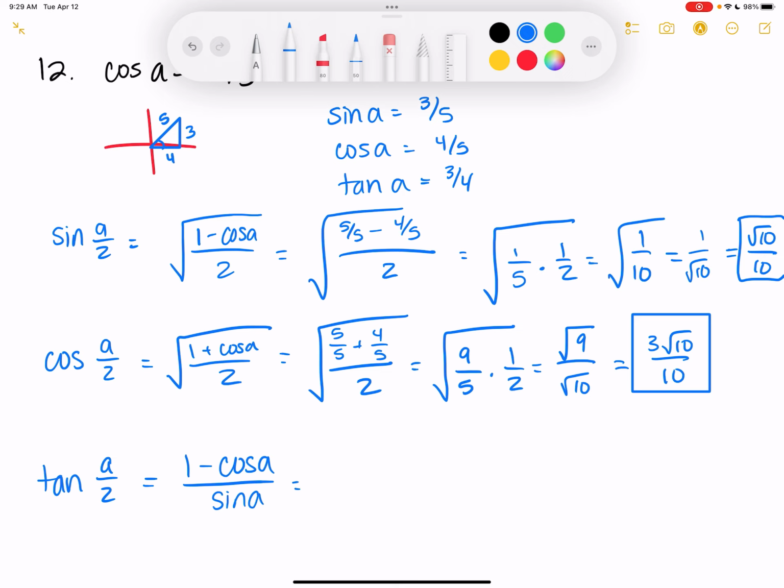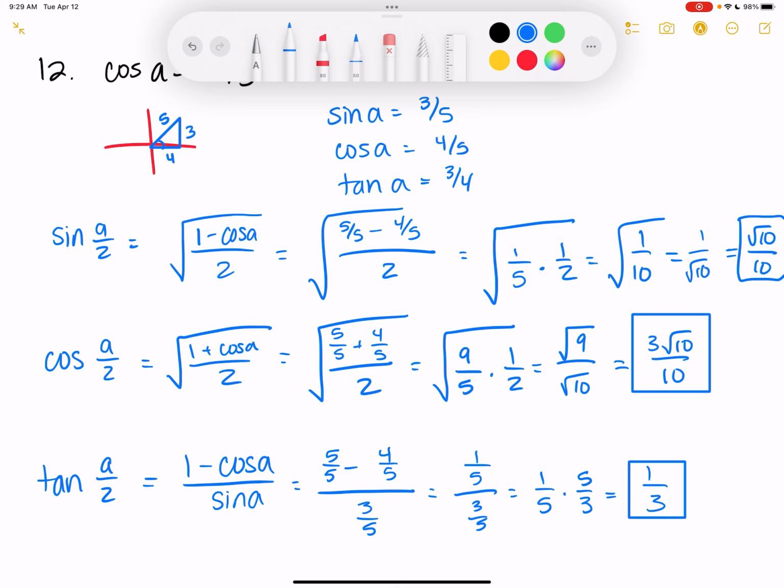So, again, I'm going to replace 1 with 5 over 5. So 5 over 5 minus cosine of A, which is 4 over 5, all over 3 over 5. So on top, I have 1/5 over 3/5. Now what? You multiply by the reciprocal. So that's going to be 1/5 times 5/3, which gives you 1/3.